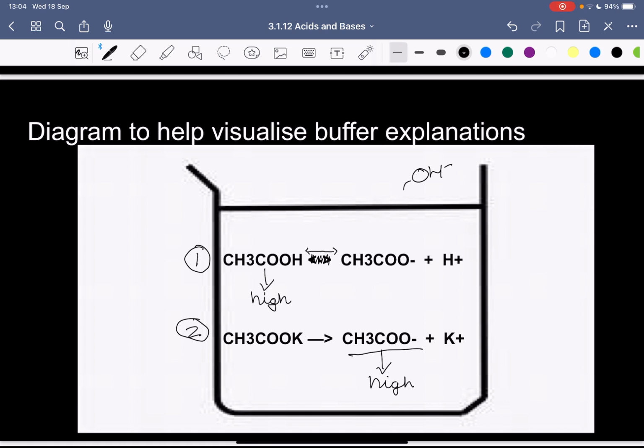Well, the OH- ions react with H+ to form water. Because of this, you lose H+ ions, which decreases the H+ concentration. Therefore, the equilibrium shifts to the right to regain all the H+ ions that you just lost. Therefore, the pH does not change because the H+ concentration has remained constant. Okay, and that's because the equilibrium shifts to the right.